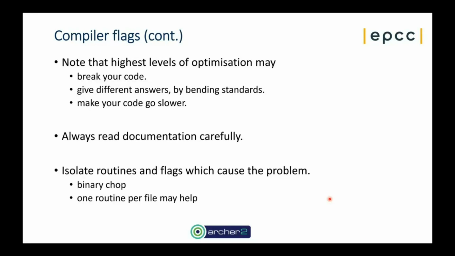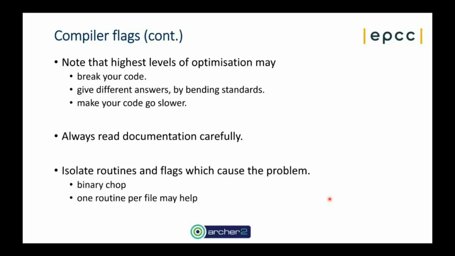And as I say, you can try out these different optimization levels the compiler gives you whilst keeping an eye on correctness, because some of the more aggressive optimizations, optimization level 3 and above, may break some people's codes, may produce incorrect results in their codes.